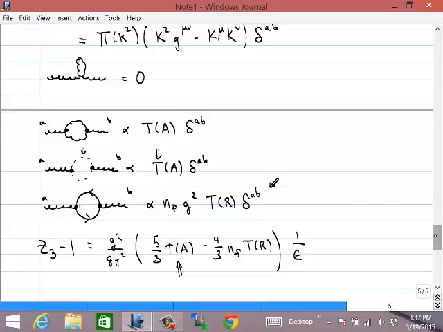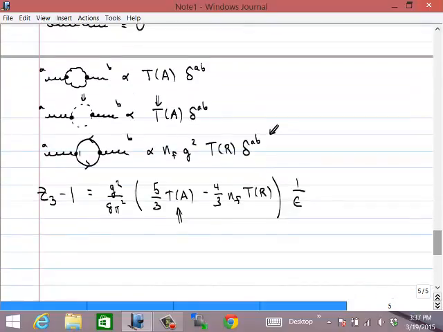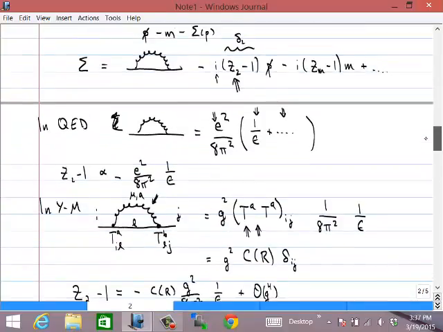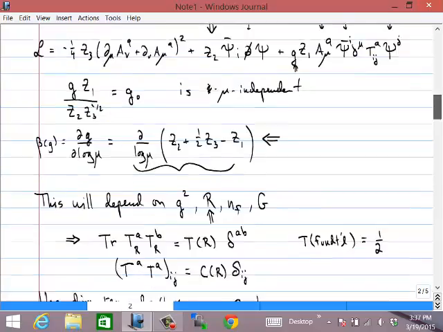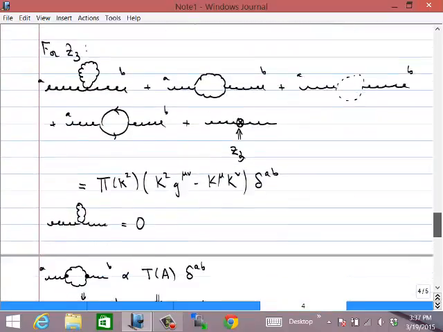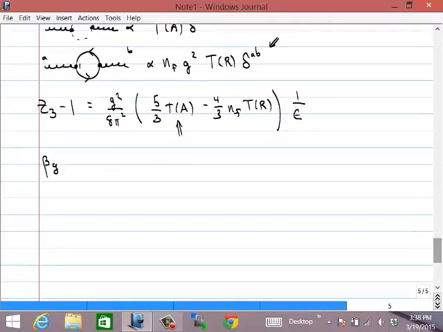Okay. So let's put this all together. So remember that the beta function, what was the beta function? Let's just remind ourselves. So here's the beta function. It was proportional to the logarithmic derivative of z2 plus 1/2 z3 minus z1. And we use the fact that 1 over epsilon is like log mu. So this beta function is proportional to, well, what do you get? You get g squared.